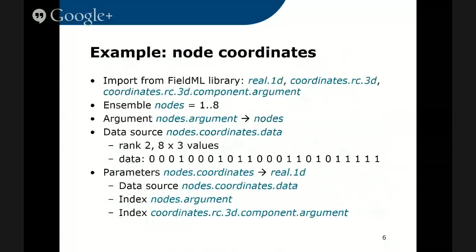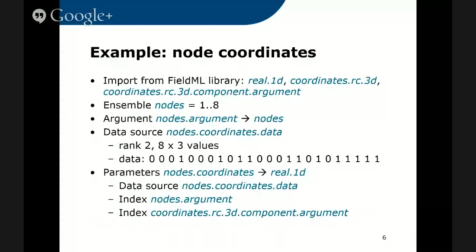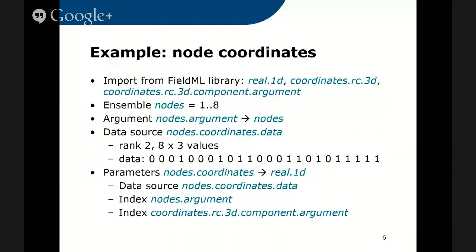So this is an example of how it works. Import from the library the real, the 3D coordinates, and a 3D coordinate argument here. I define a set of nodes from 1 to 8, define an argument that will give me a node, and then I declare here is a data source. This is something additional. In the serialization, you have to say where the numbers are physically, and that's its own specific thing, but it doesn't make it a generator or a type. But when we're making a parameter evaluator here that's producing a real number, and the domain is node by coordinates, its data source is this stuff here. I'm indexing it by the node argument and by the coordinate argument. So I'm getting the 8 nodes, 3 coordinates. So these are the coordinates of the corners of the cube.